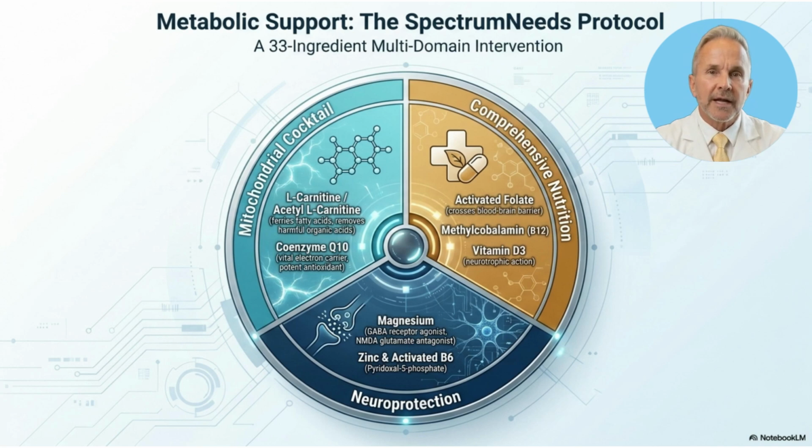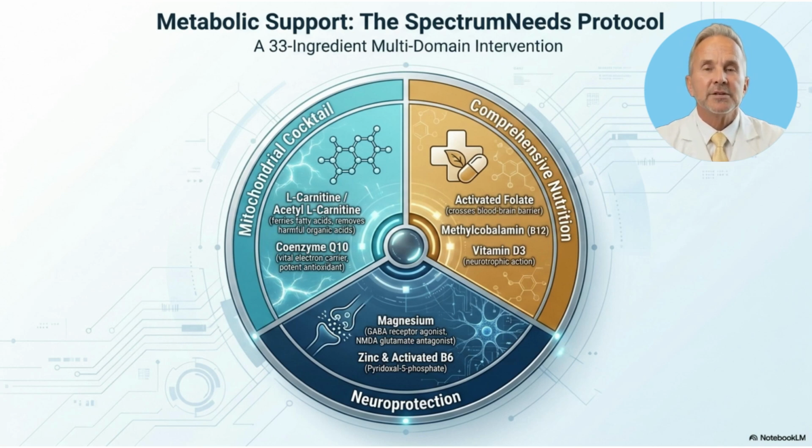We will also utilize glutathione, NAD+, methylene blue, MOTS-C, and SS-31 peptides. Comprehensive nutrition, utilizing activated folate to cross the blood-brain barrier, alongside vitamin B12 and D3. From a foundational perspective, we must ensure adequate protein, magnesium from multiple forms, B-complex, iodine, zinc, copper, vitamin C, and essential fatty acids to balance the omega-3 to 6 ratio.